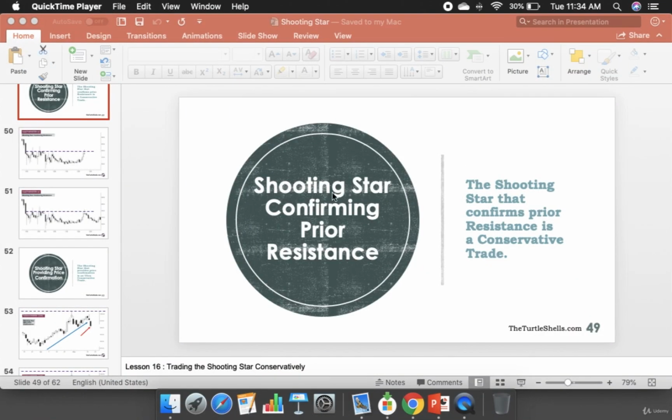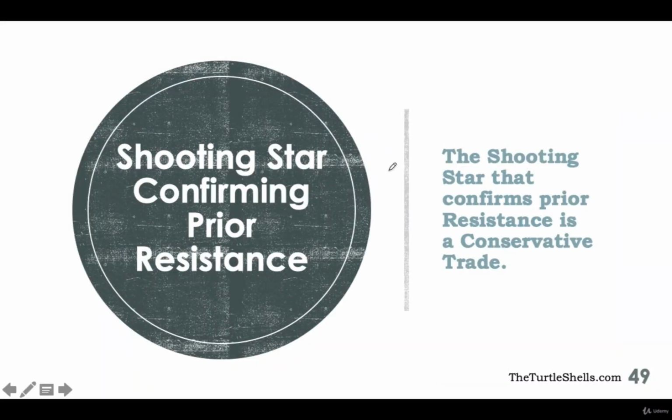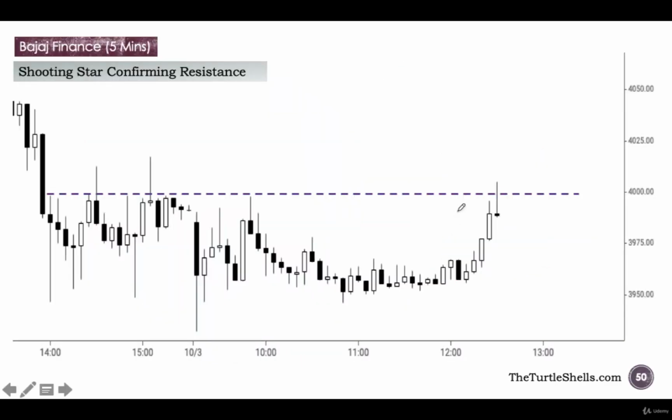Alright, in the previous video, we looked at a shooting star that was not confirming prior resistance. So let's bring our focus to a shooting star that confirms prior resistance. That is called a conservative trade because we have predefined levels. We have seen what happened at these levels in the past.